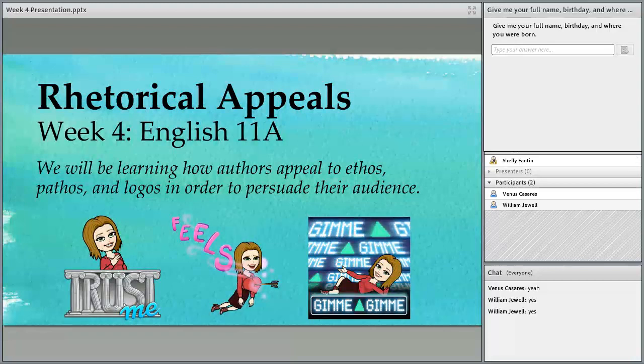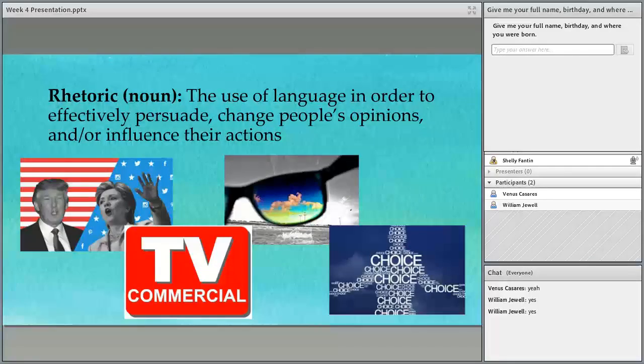Okay, so we're going to be going over rhetorical appeals again. We'll be learning how authors appeal to ethos, pathos, and logos in order to really persuade their audiences. So rhetoric, we use that word a lot. If you watch the news, or especially something that has a political agenda of some sort, they use the word rhetoric a lot. What it means is the use of language in order to effectively persuade or to change people's opinions and or to influence their actions. So they're trying to get something out of you. That's rhetoric.